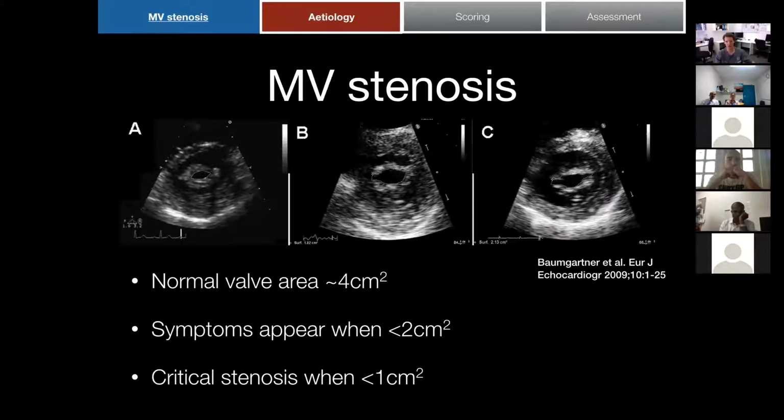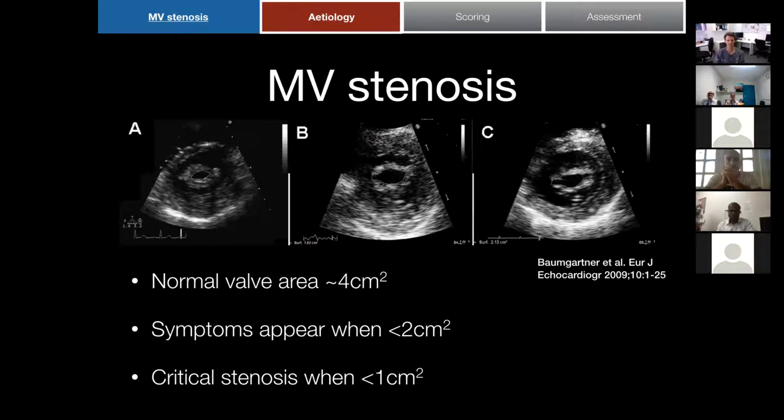Valve area, so normal, bigger than 4, severe, less than 1. You're just going to start to see symptoms when you start to get less than about 2 centimeters. Here I've got some images of planimetry, and we'll go on to talk about this in a second. These 2D images for the planimetry, as I'm sure you're going to know, are fraught with dangers, and maybe we'll get someone to start talking about why these are not accurate ways of measuring it, particularly in transthoracic echocardiography, and we'll talk about that in just a moment.